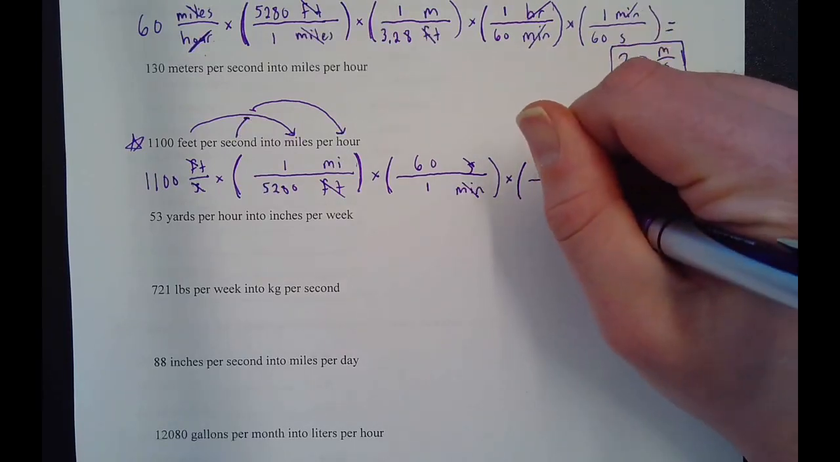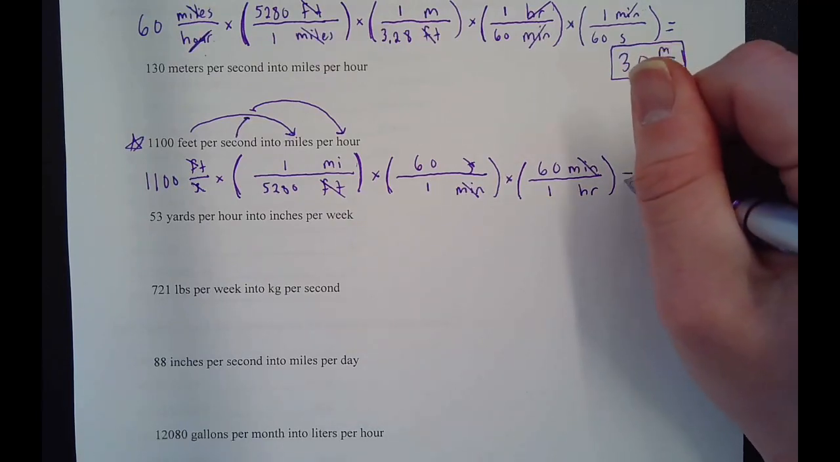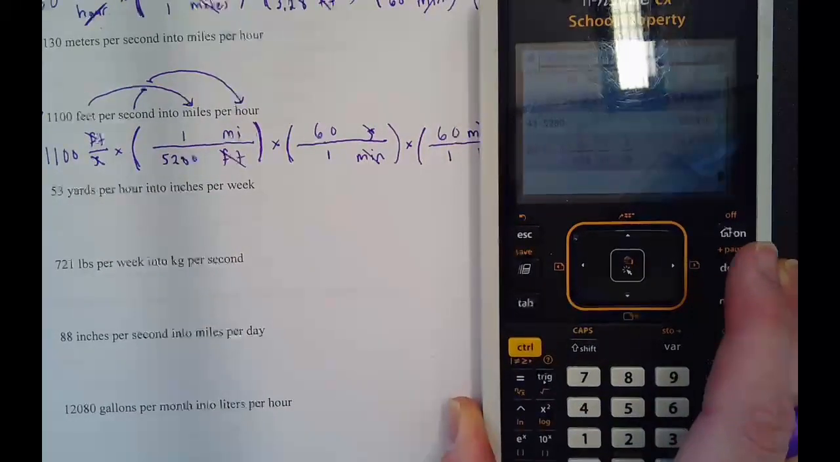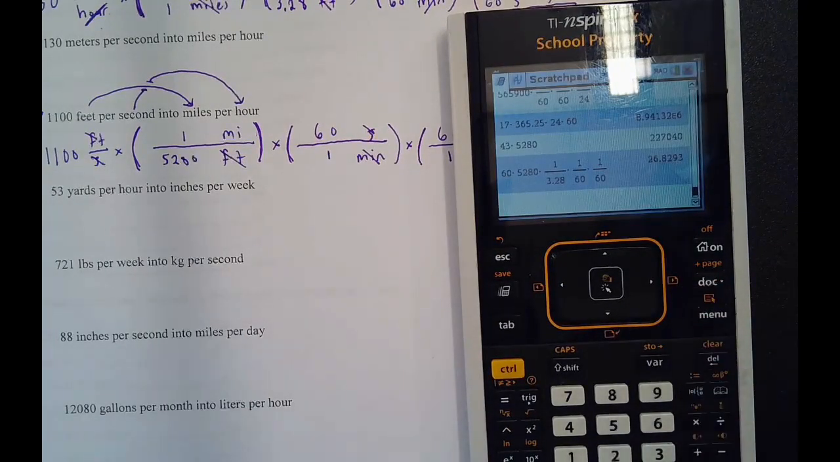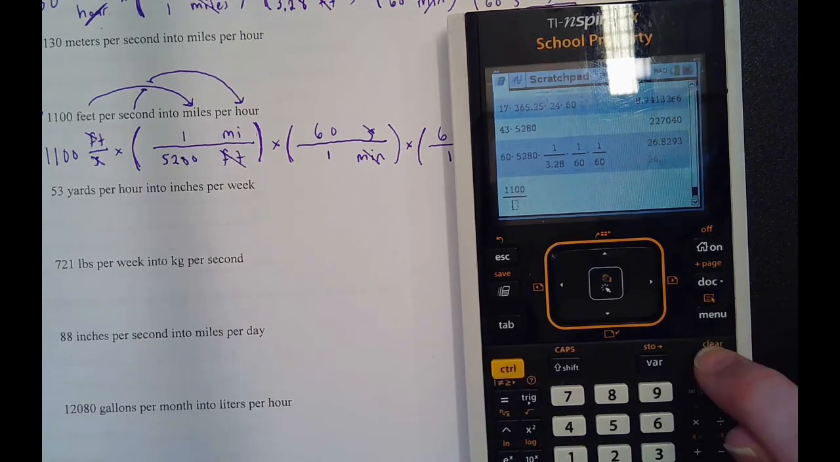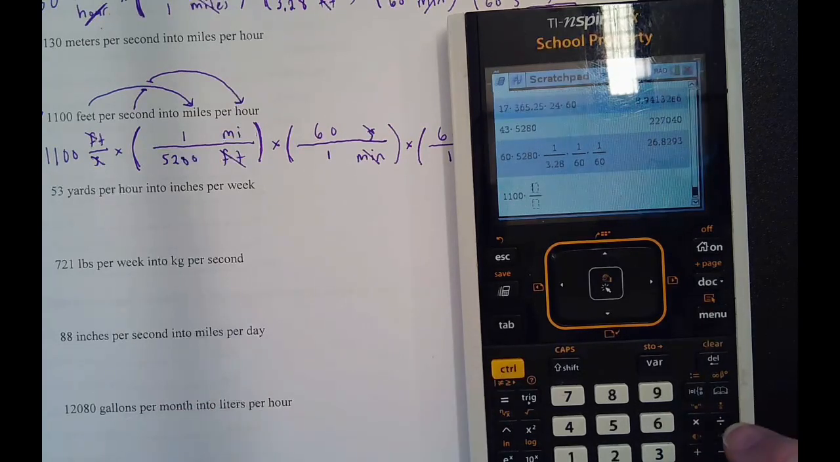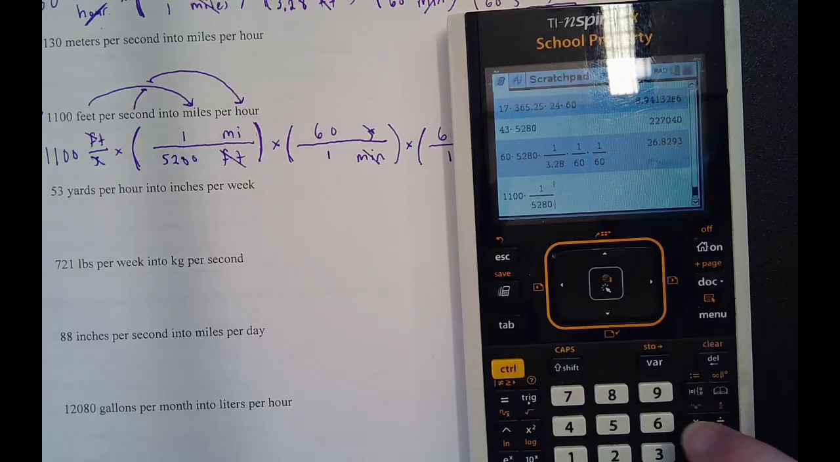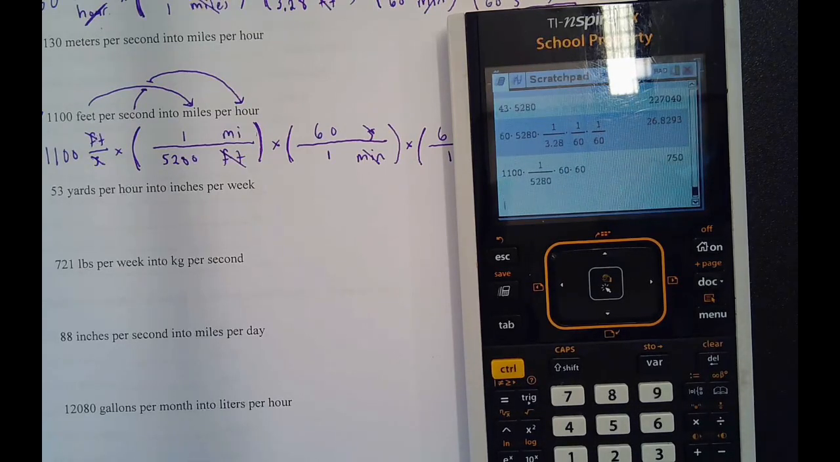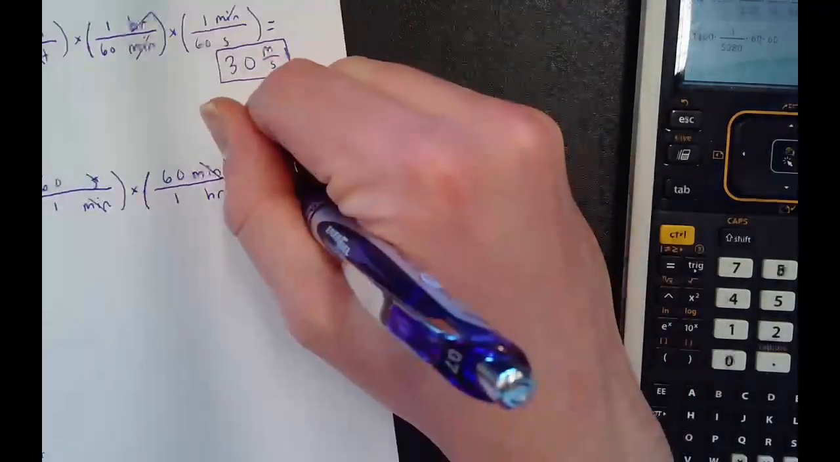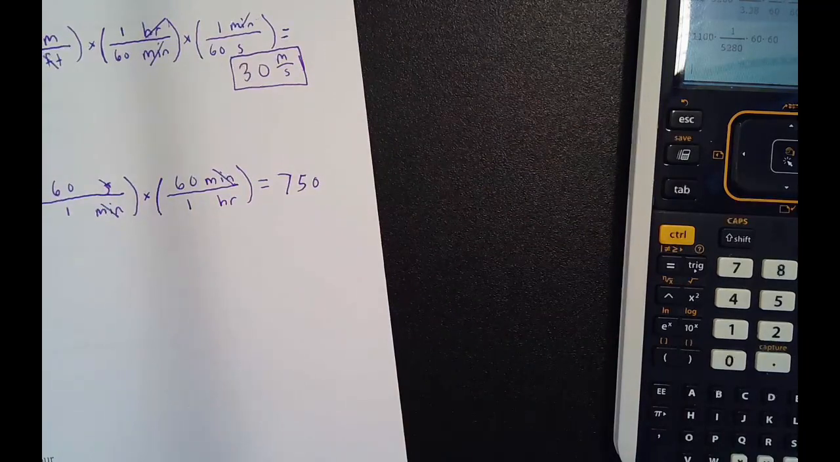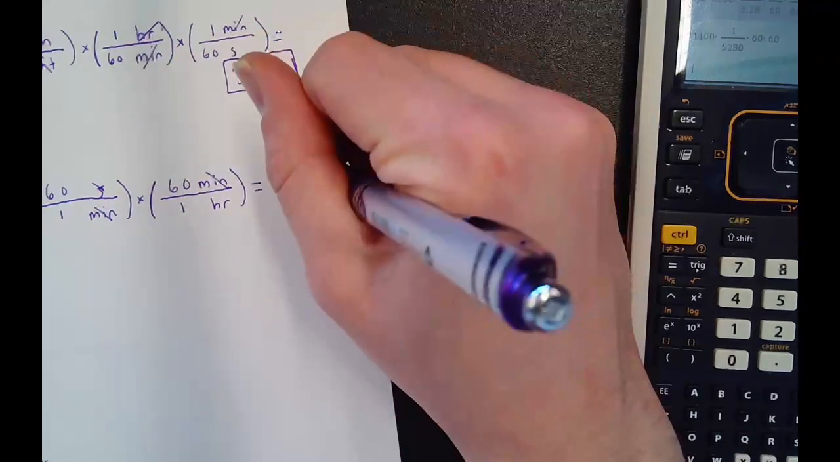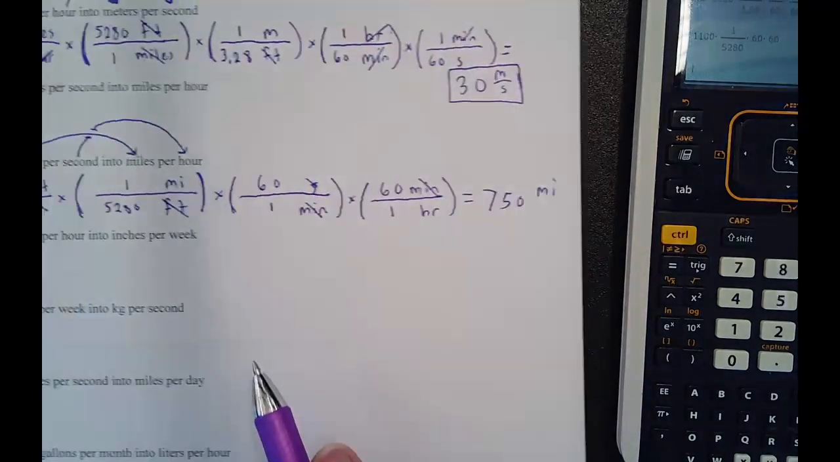I'm now ready to plug into a calculator here. And what I end up with is 1,100 times 1 over 5,280 times 60 over 1, which is just 60, times 60 over 1, which is just 60. And you end up with 750, and I had 2 sig figs, so that works out. That is 750 miles, the distance unit that never canceled, and hours, the time unit that never canceled. 750 miles per hour.